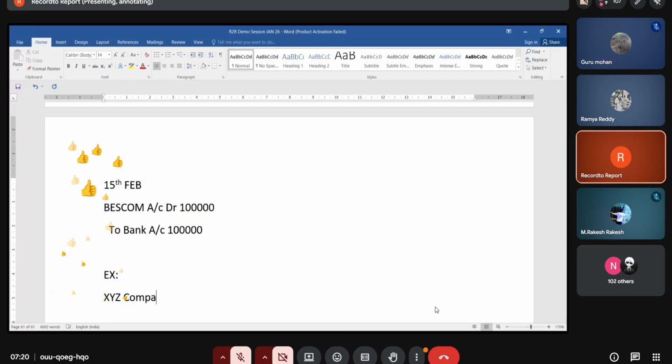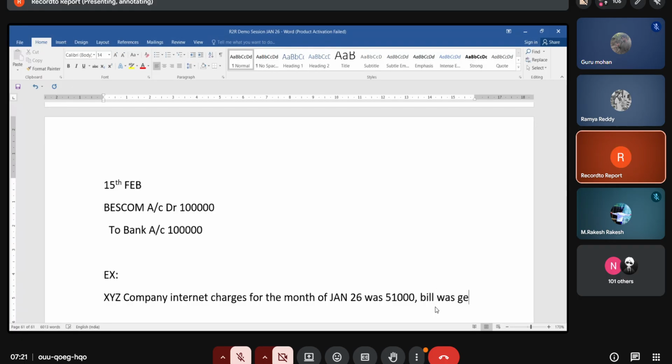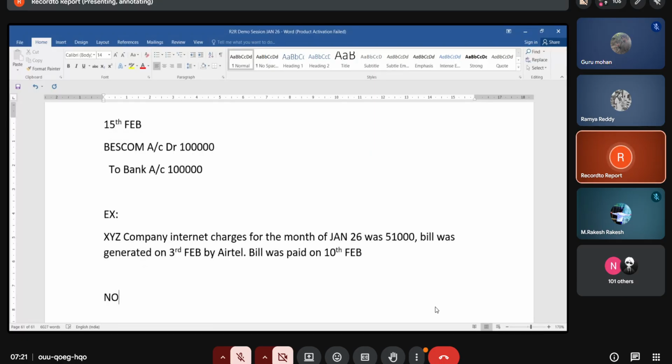XYZ company. Internet charges for the month of January 26 were 51,000. The bill was generated on 3rd February by Airtel, and the bill was paid on 10th February.